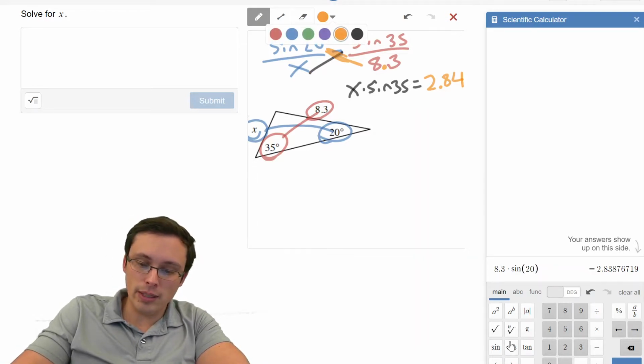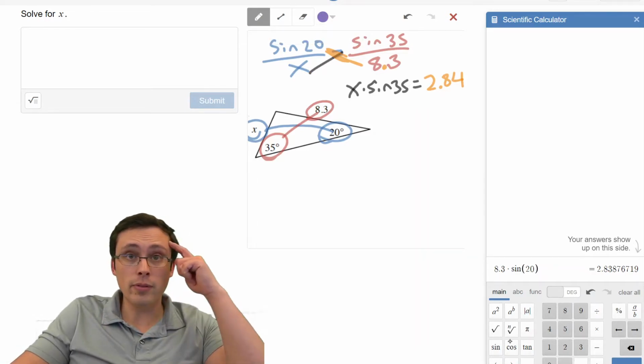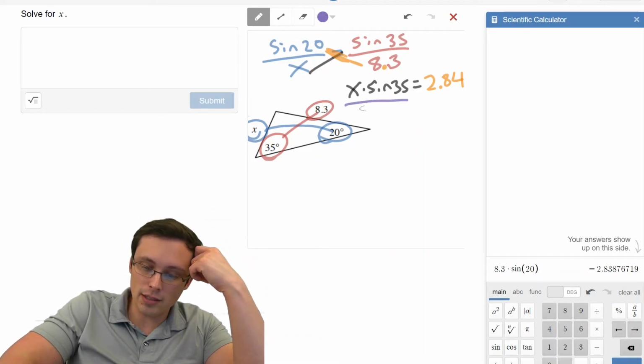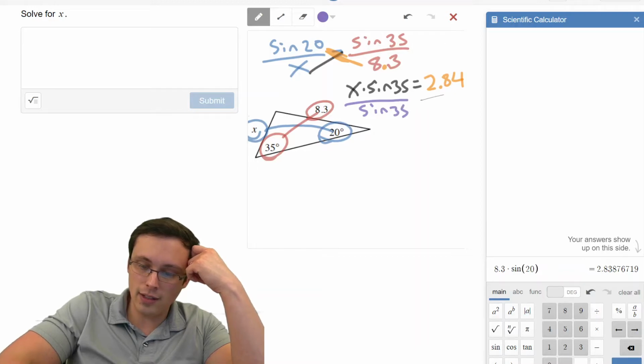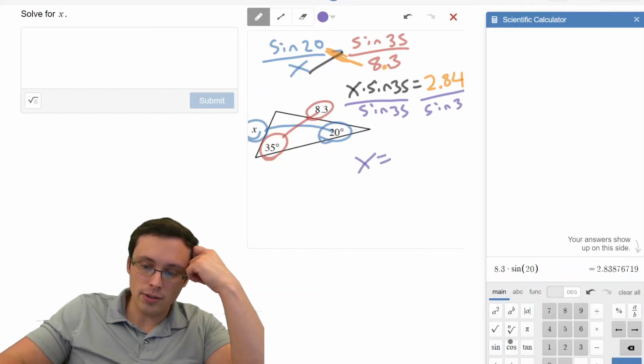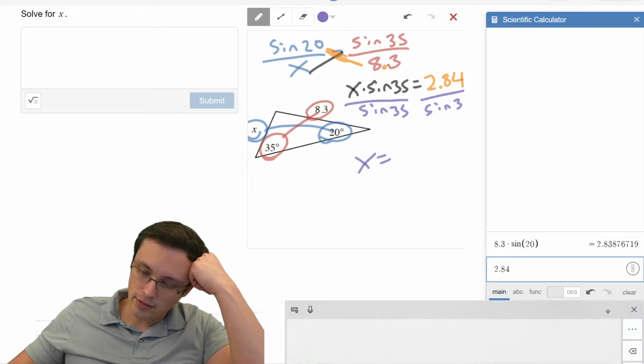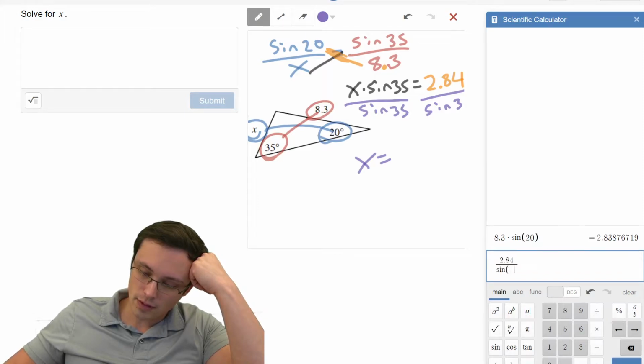Okay, now we're going to get x by itself. We should remember from the last problem, x isn't by itself. Divide by the thing that's being multiplied with it. So let's divide by sine 35 here. And that's going to leave us with x equals 2.84 divided by sine 35.